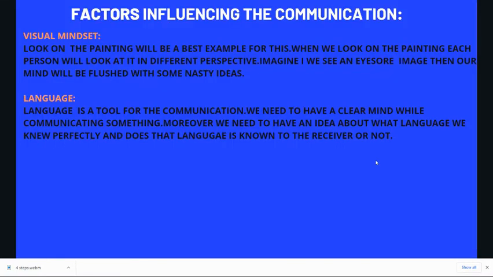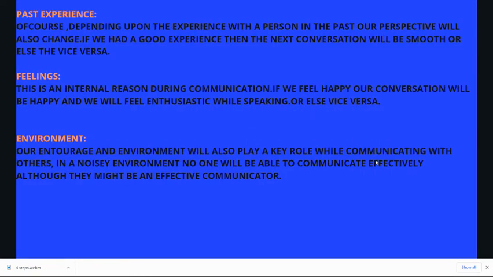Factors influencing communication. Visual mindset. Looking at a painting is the best example for this. When you look at a painting, each person will see it from a different perspective. Imagine if we see an eyesore image, then the mind will be flooded with some nasty ideas. Language is the tool for communication. We need to have a clear mind while communicating something. Moreover, we need to know which language we know perfectly and whether the language is known by the receiver or not. Past experience, of course: depending upon the past experience with the person, the perspective will change. If you had a good experience, then we'll have a good conversation. If you have a bad experience, we'll have a bad conversation.